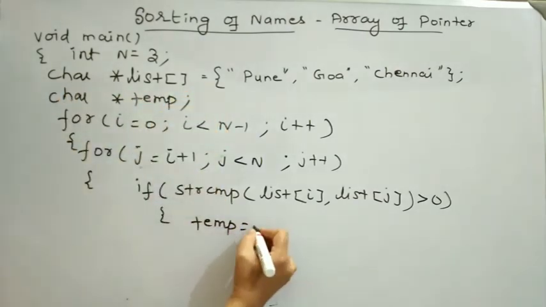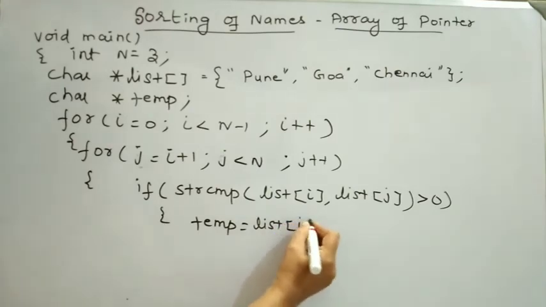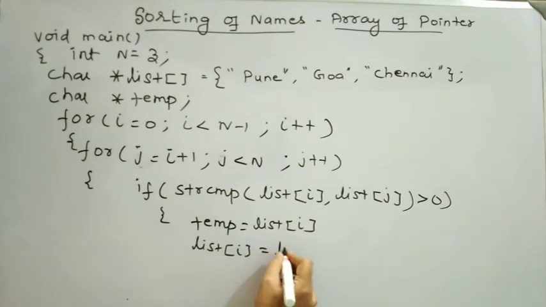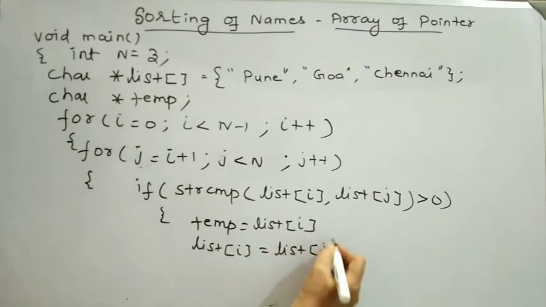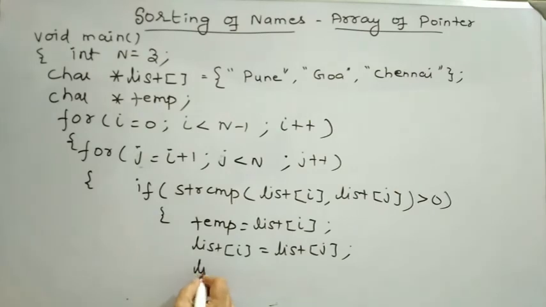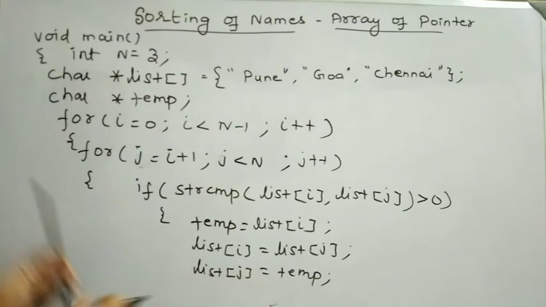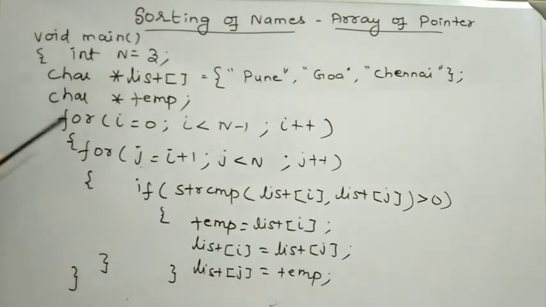So temp is list of i. List of i now becomes list of j. This is my swap procedure. Then list of j is temp. So by swapping the base addresses, I have successfully swapped the string values. Close the if, close the for, and close this for. Once I come out of this for loop, all the string values will be arranged in alphabetical order.